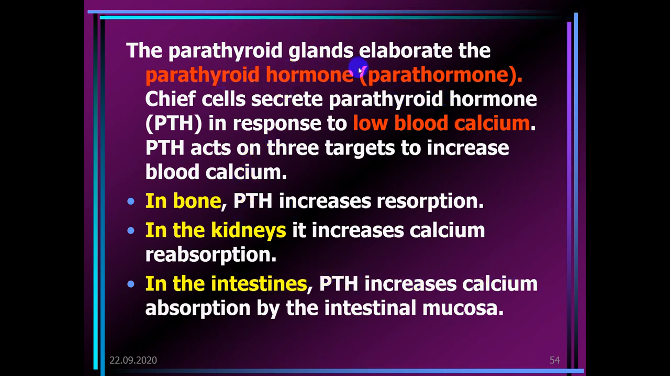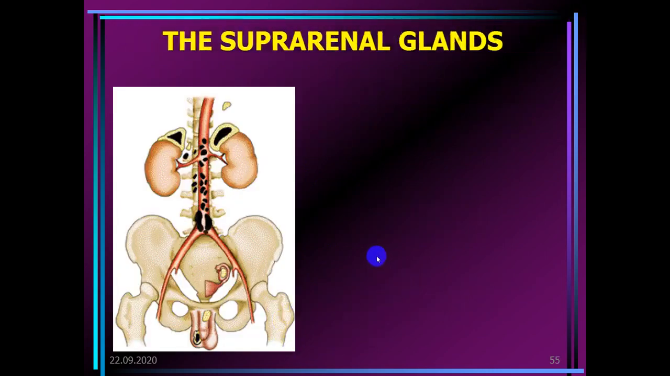The parathyroid gland elaborates the parathyroid hormone, parat hormone, which responds to lower blood calcium, and that's why it increases the reabsorption of calcium from the bone, from the kidney, and from the intestine. It increases the reabsorption of calcium in these organs.